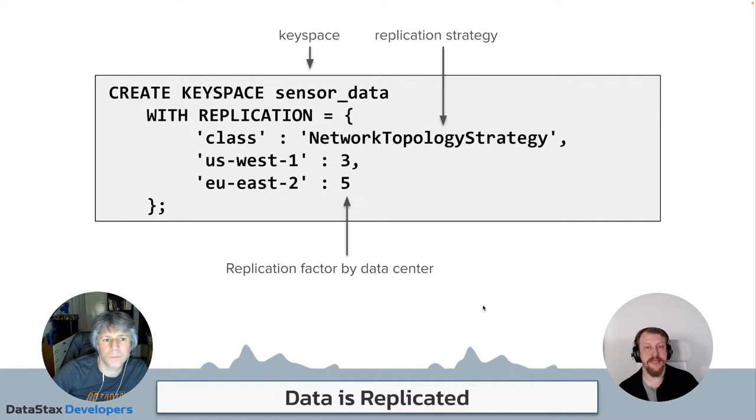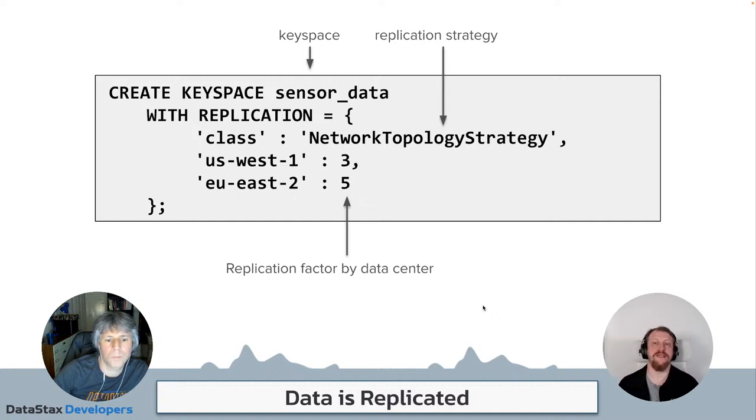When you create a keyspace, you must define three things. Name, pretty obvious, replication strategy, and replication factor. First of all, easiest is the name. I don't want to stop on that. Then replication factor. Replication factor means how many copies of this partition I'm going to have per data center. In this case, you see I have United States West 1 with 3 replicas, and Europe East 2 with 5 replicas. Like, it's going to be a more hostile environment, and I want to have higher reliability there.